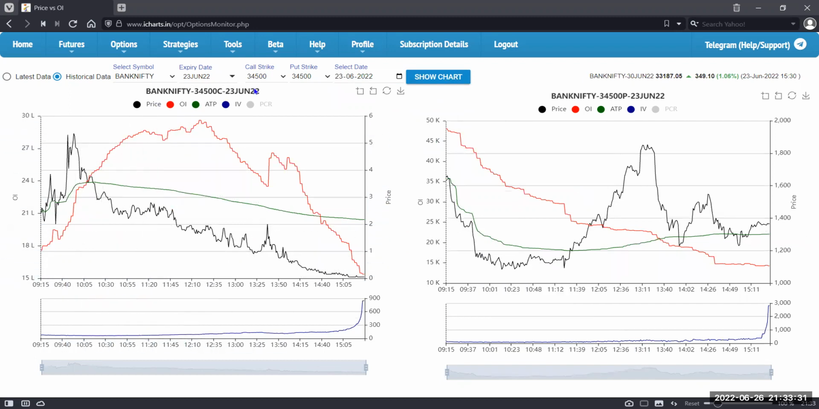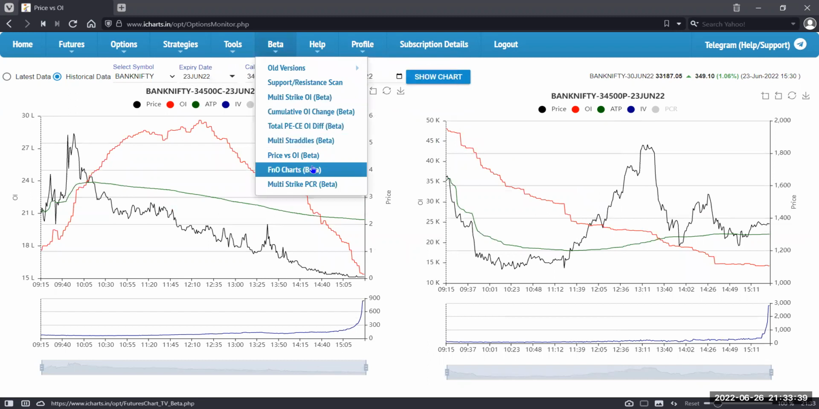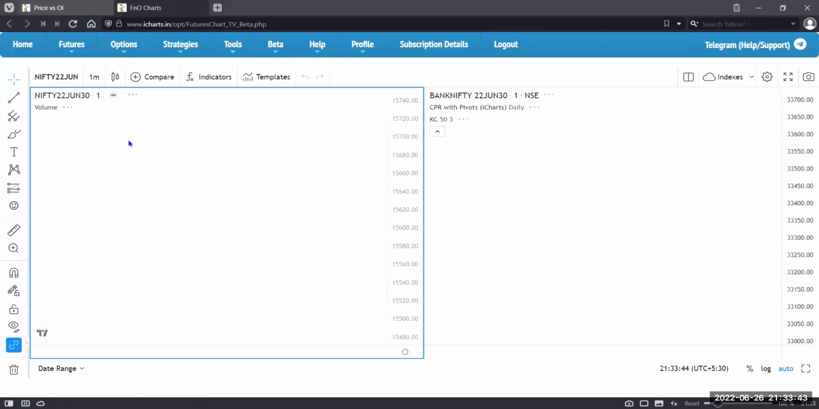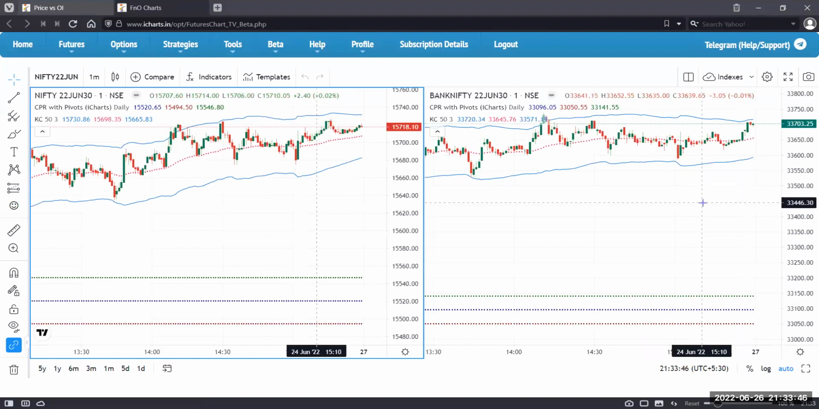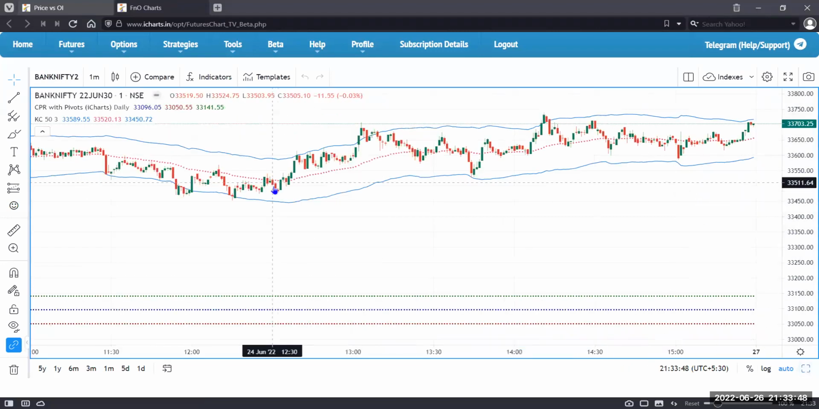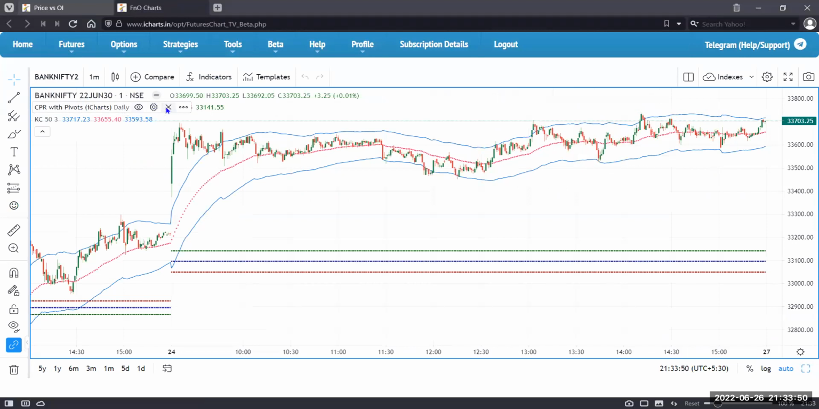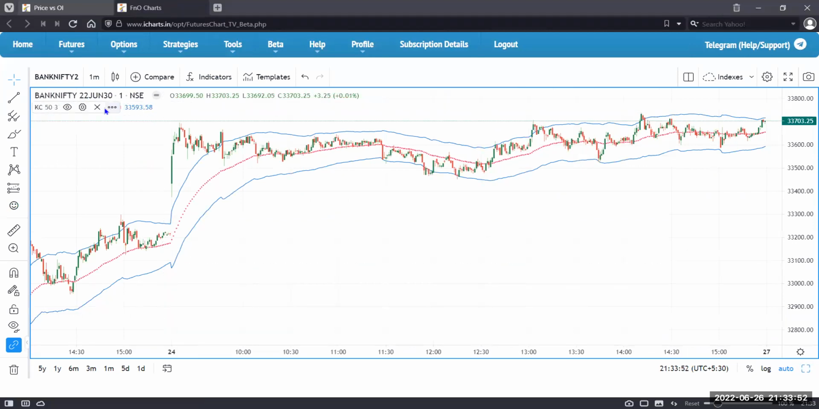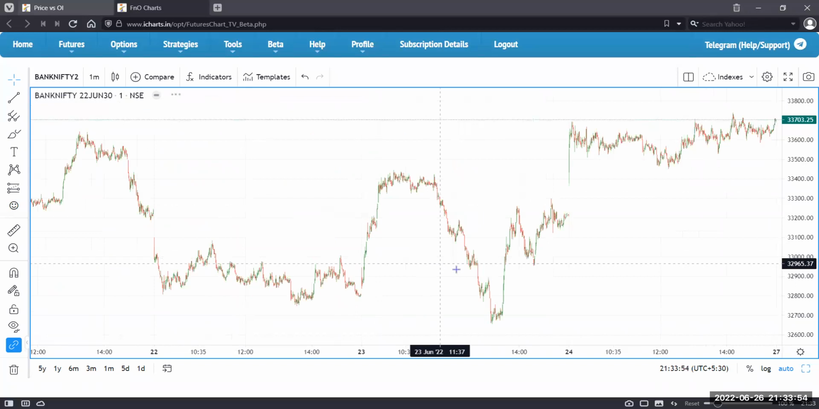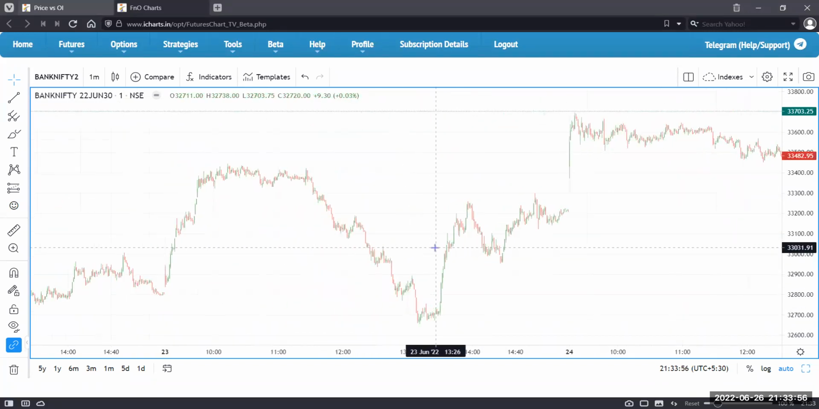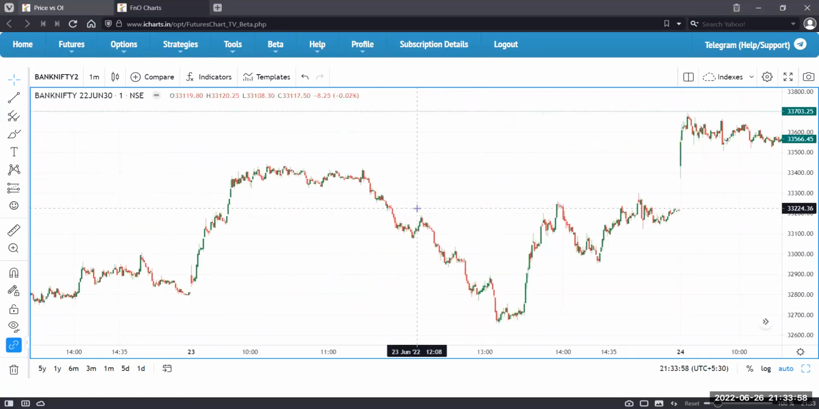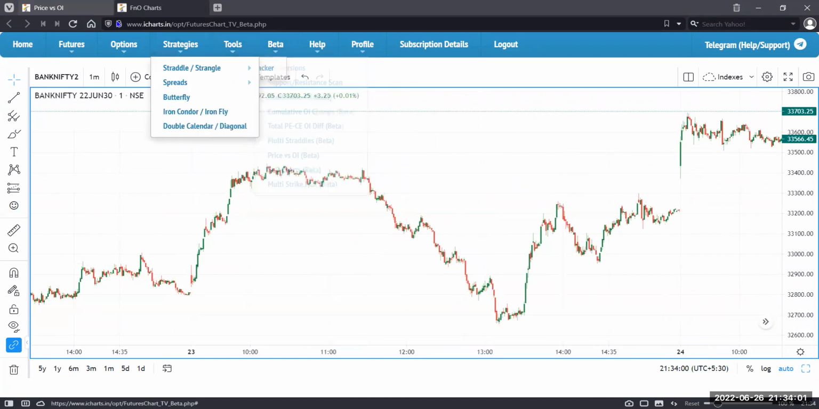It's too late to capture. There was one. Where was Bank Nifty? One minute. Where was Bank Nifty on 23rd?